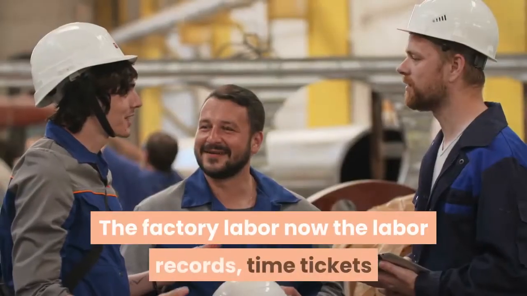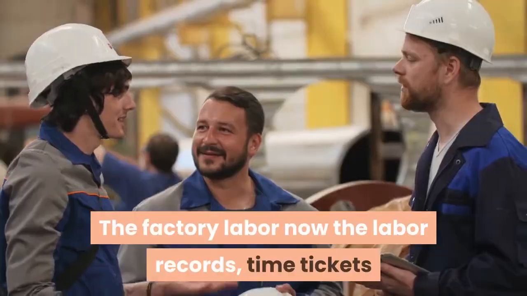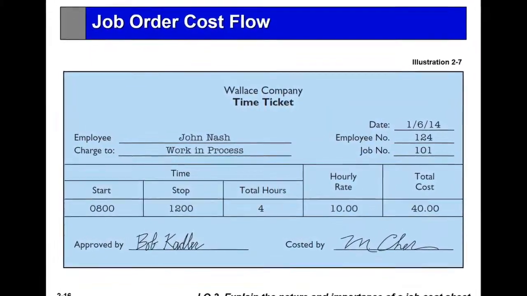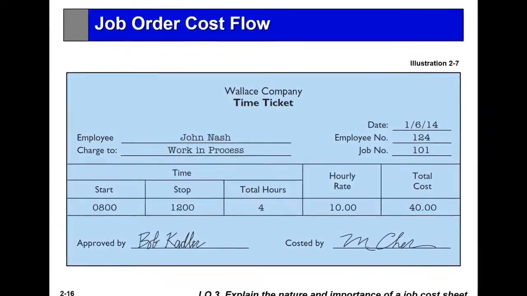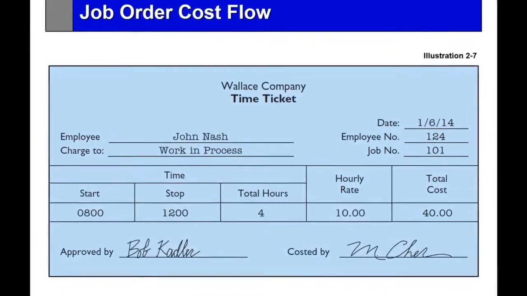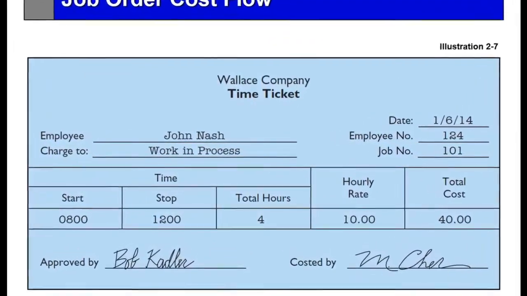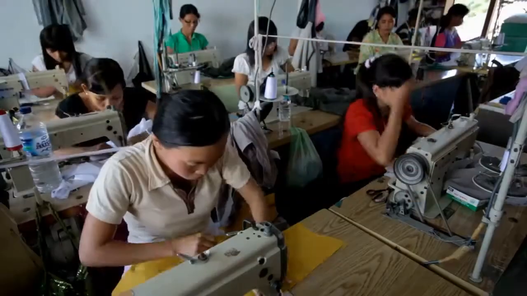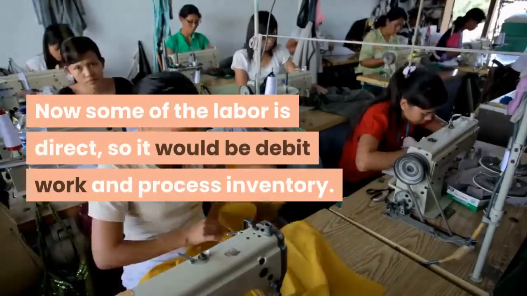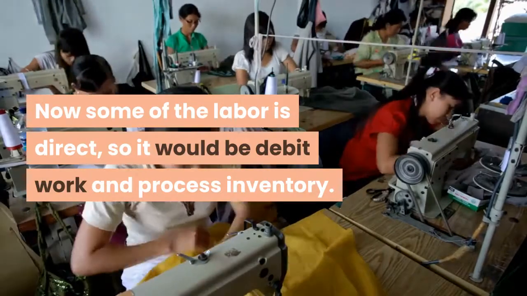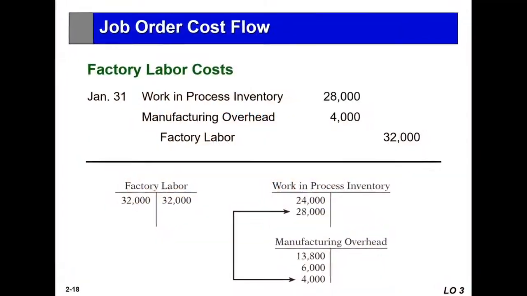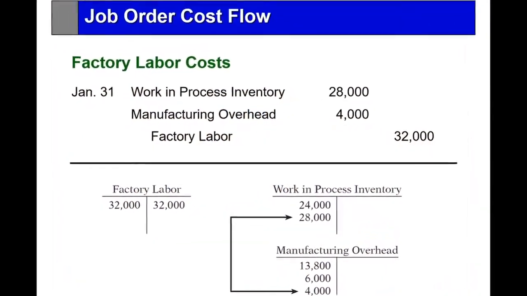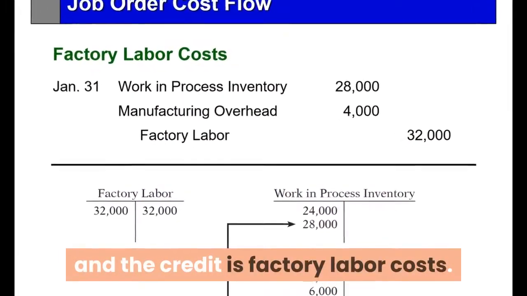The factory labor: the labor records time tickets, prepared on the work that they followed. So this is a person's time ticket: 4 hours on a job, an hourly rate, and so on. Therefore, the accountant would make the journal entry. Some of the labor is direct, so it would be debit work in process inventory. Some is indirect, so I would debit manufacturing overhead, and the credit is factory labor costs.